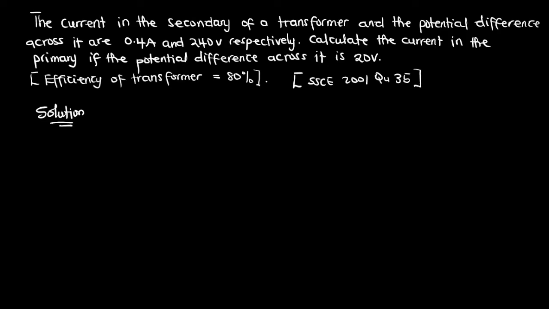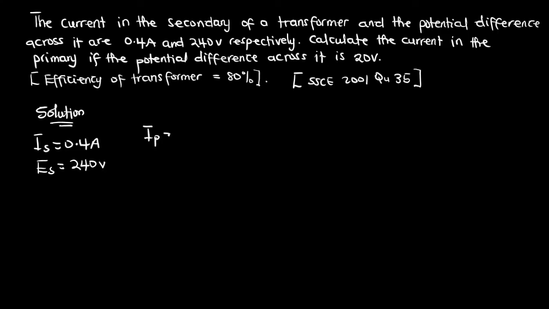So let's first of all write down our parameters. They say the current in the secondary of a transformer and the potential difference across it is this and this. So it means the current in the secondary is 0.4 amperes, and then the voltage in the secondary, ES, is also equal to 240 volts. We have to calculate the current in the primary.